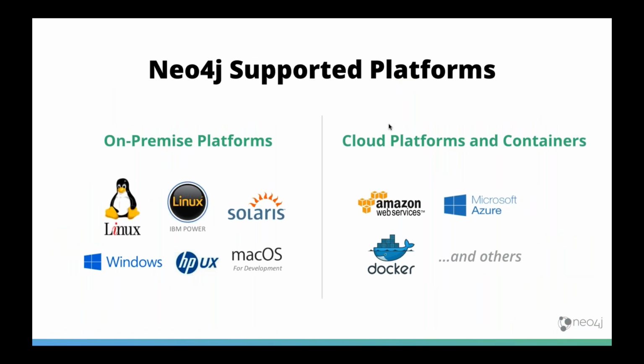So we support a number of different platforms. We've got, across the board, what you might expect, from Windows to Linux and IBM Power Linux, Solaris, HPUX, and then cloud platforms as well, and containers. So you can install Neo4j online with AWS, Microsoft Azure, or use Docker to have a container as well.